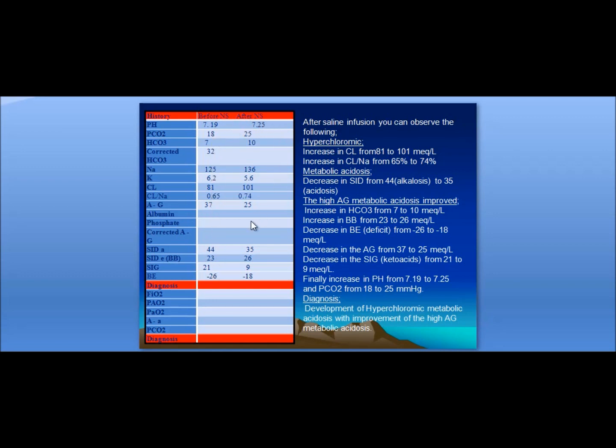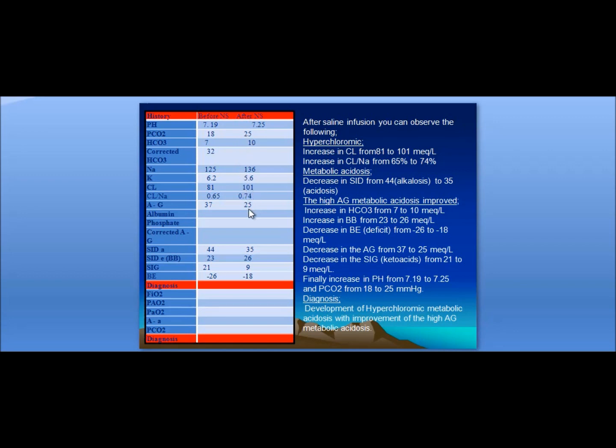What happened after you added normal saline? First, you have to study the pH. Bicarbonate increased, still the pH of acidemia, but there is improvement in the pH from 7.19 to 7.25 due to increase in the bicarbonate with concomitant compensatory hyperventilation.